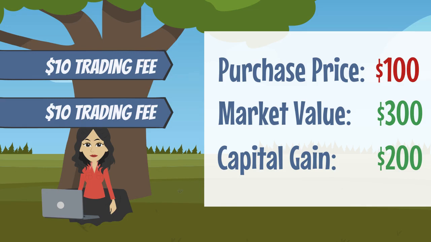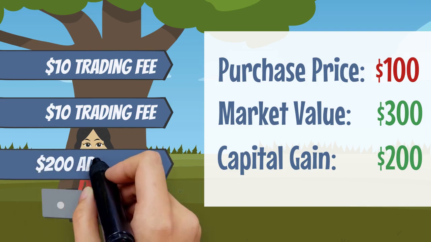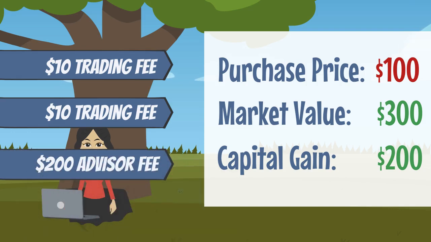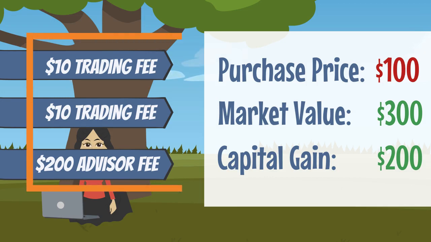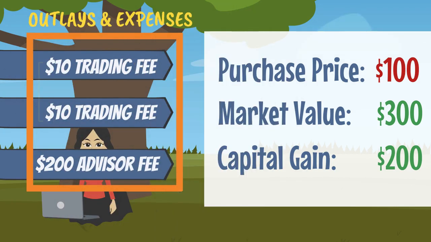Now, if you work with an advisor, then you likely aren't charged these transaction fees, but instead, you're charged either a quarterly or an annual management fee or an advisor fee that might be a few $100s or more. Luckily, CRA allows us to claim not only the advisor fees on our taxes, but also the fees you incurred to buy and sell those investments, also referred to as your outlays and expenses.